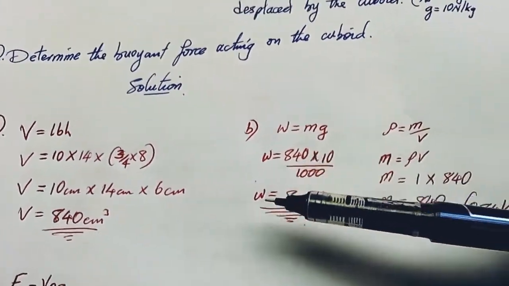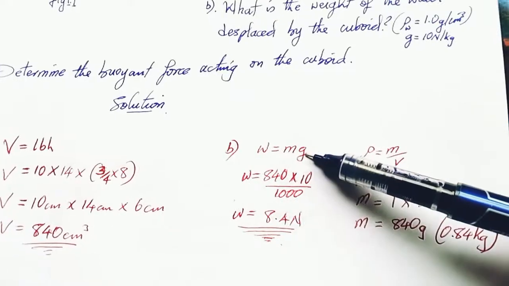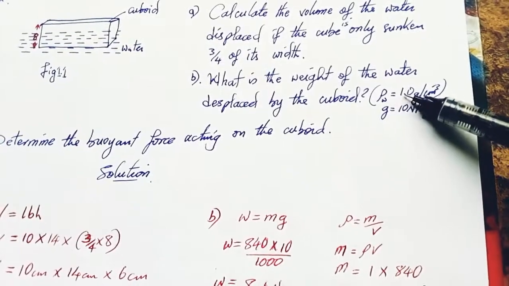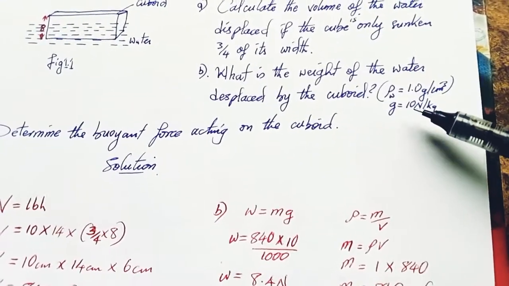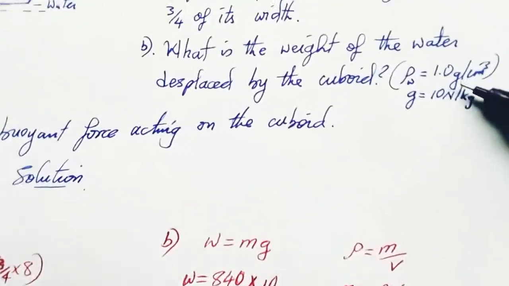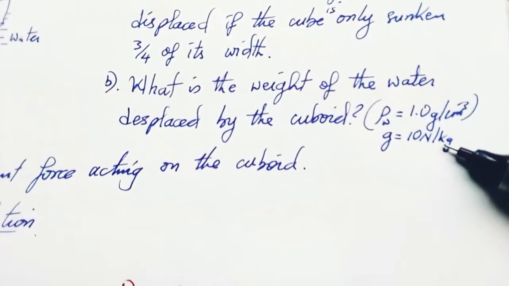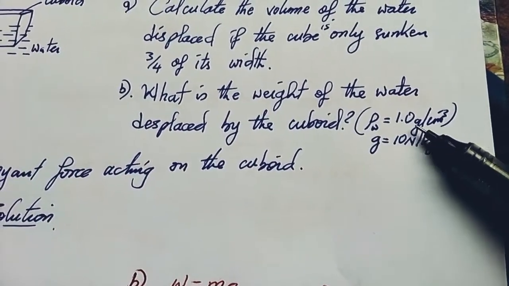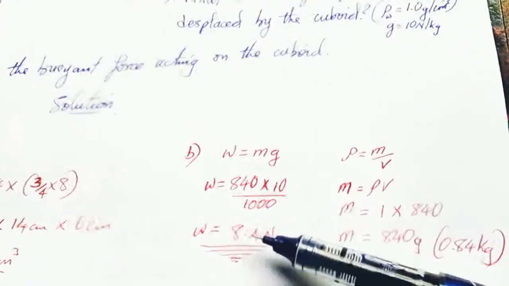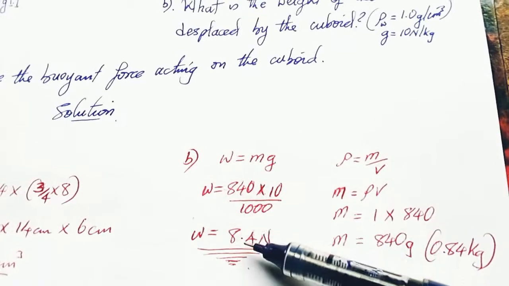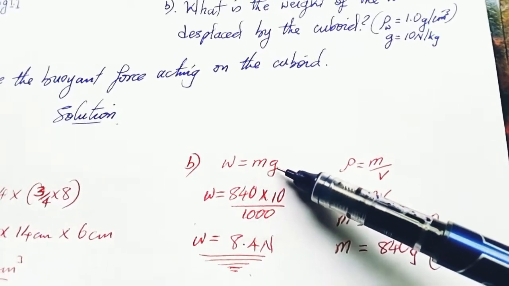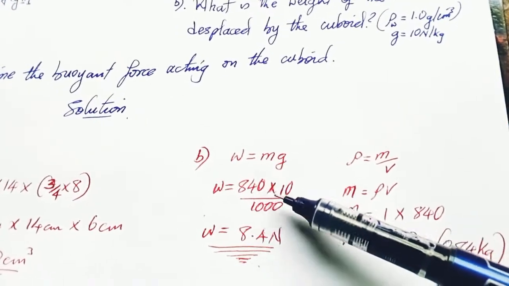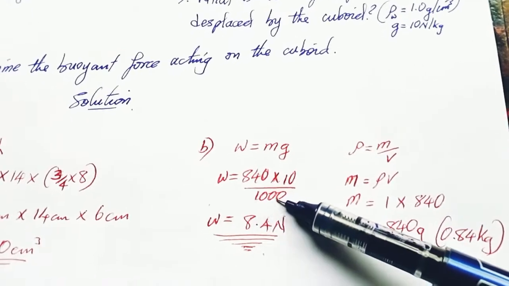So B: what is the weight of the water displaced by the cuboid? Remember, weight is equal to mg, okay? So here we're told that we take the density of water, rho W, as 1 gram per cubic centimeter, and gravity to be 10 newtons per kg. Look, there's gram here, there's gram there, then there's kilogram here. So you have to find a way of harmonizing gram and kilogram. Weight is equal to mass times gravity. Am I correct to say mass is 840, times 10? I think I'm correct because I've divided by 1000.